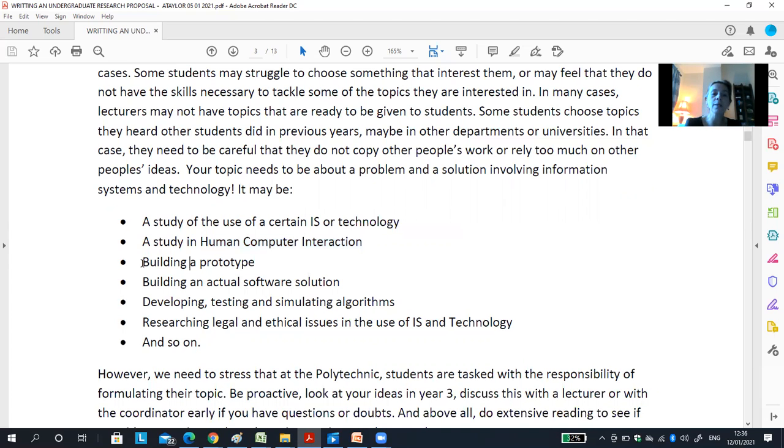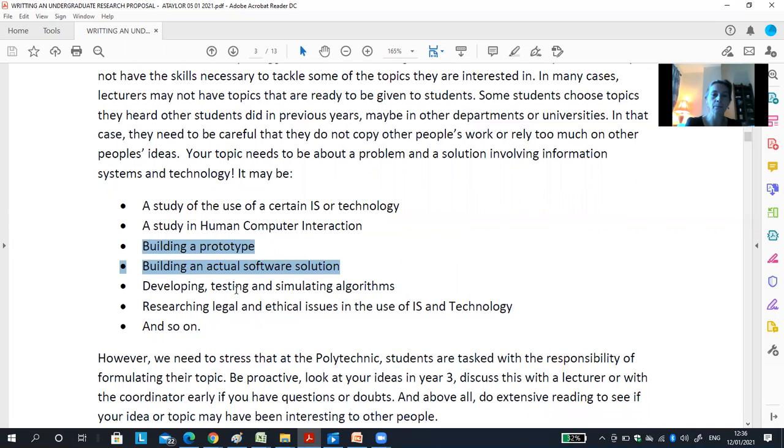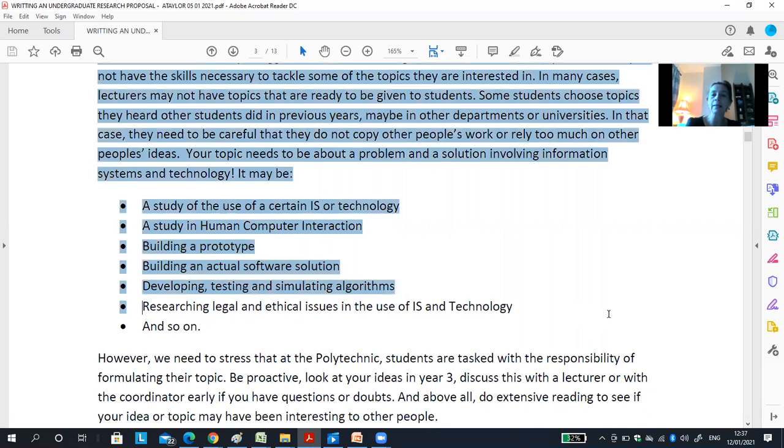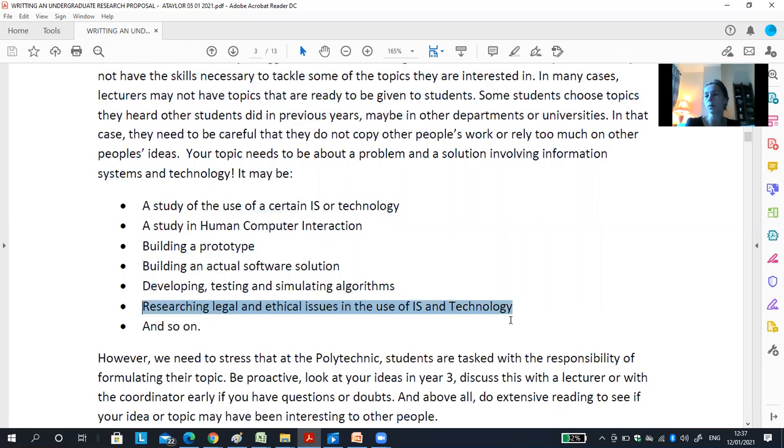Okay, you might be building a prototype or an actual software solution. All right, you might want to test something that exists already. You want to do testing for different technologies. You might want to simulate various algorithms, and some people might want to look at the legal and the ethical issues in the use of information systems and technology. Whatever your topic, it needs to be relevant.